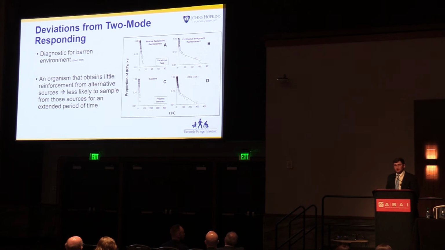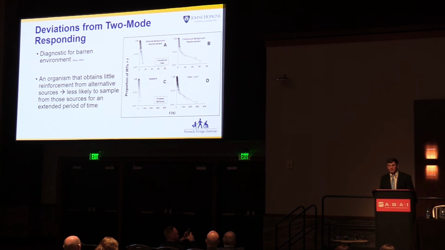And it makes sense from a matching theoretic perspective too. Think about it. Organisms that are obtaining little reinforcement from alternative sources or from background sources are going to be less likely to sample from those sources for an extended period of time. Pigeons, for example, in pigeon research under single variable interval schedules, rarely display broken stick log survivor plots. They don't evidence two-mode responding. People looked into that. Why is that? What's going on with that? Pigeons, as it turns out, obtain less background reinforcement and less reinforcement from non-programmed sources relative to other animals. They don't show the broken stick log survivor plot.